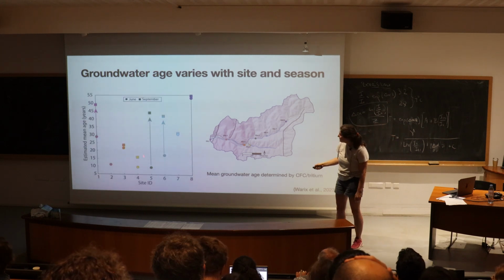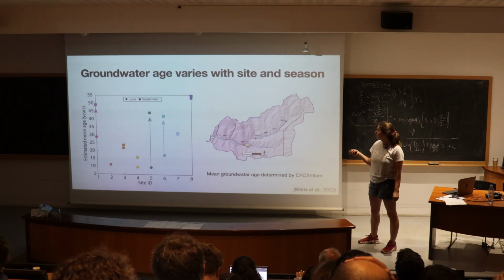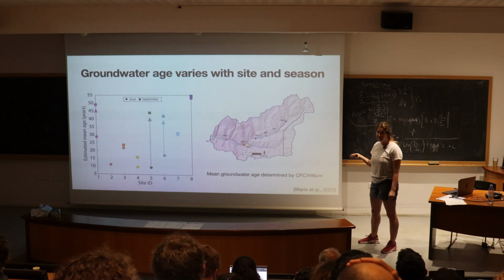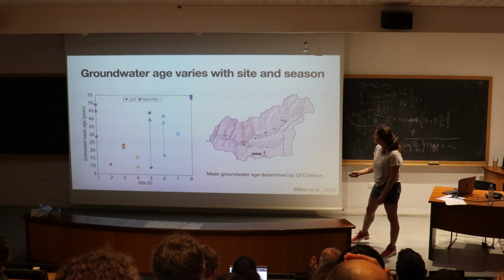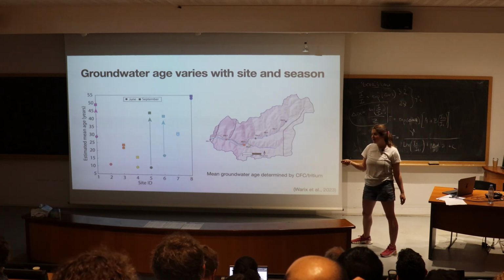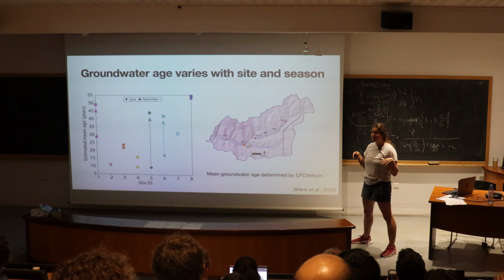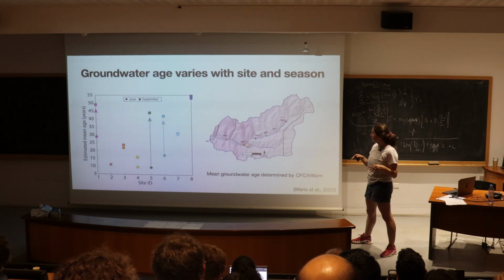On the y-axis, we have estimated mean age in years, and on the x-axis, we have site ID. Each site has a unique color. The circles indicate the groundwater ages for the samples in June, and the squares are for September. As you can see, there's an increase in groundwater age seasonally at most of these sites. This is because in June, there's a large flux of snowmelt to the stream, bringing relatively young water and lowering the age. Whereas in September, we have lower flow and more groundwater supported flow, so we're seeing relatively older mean ages.